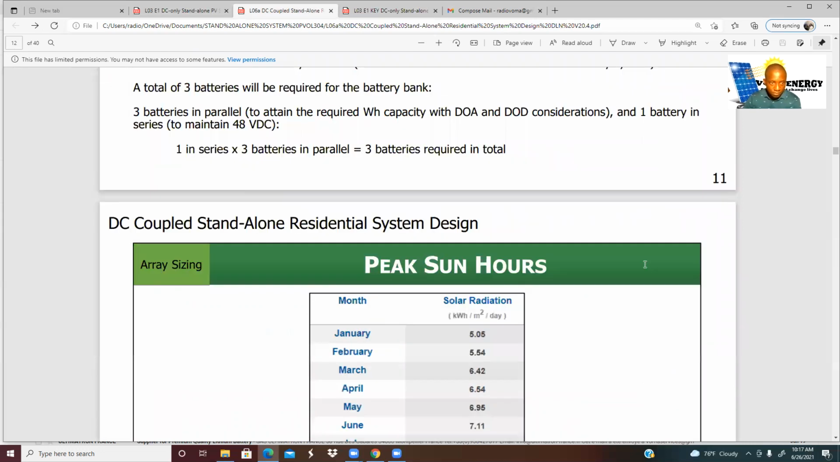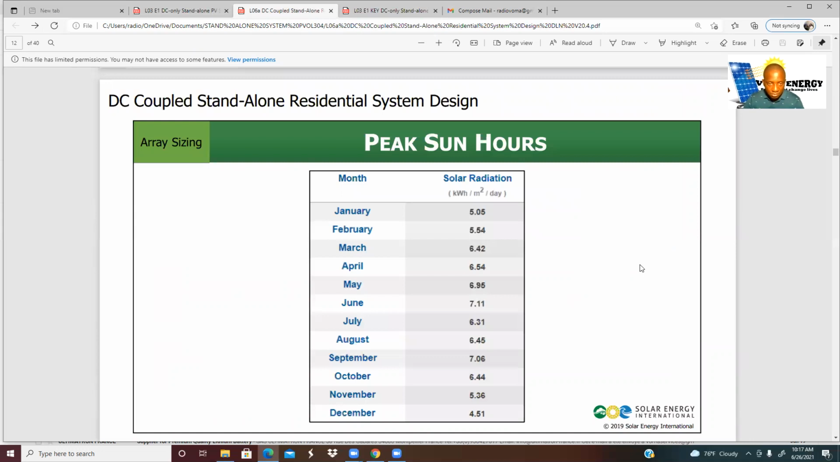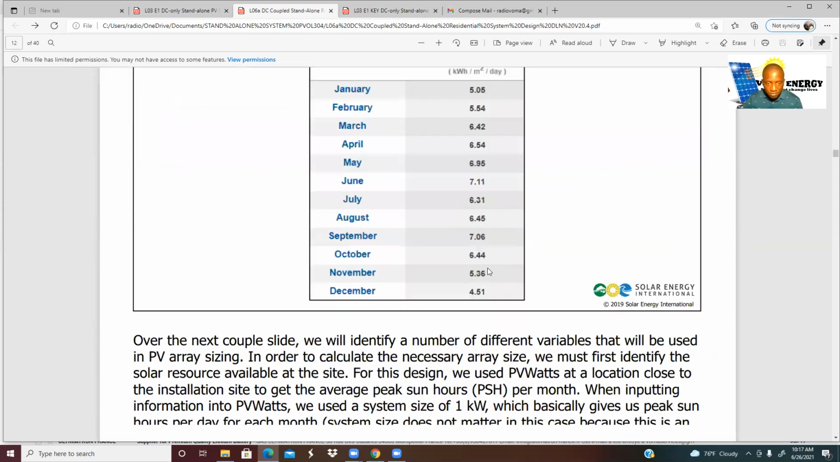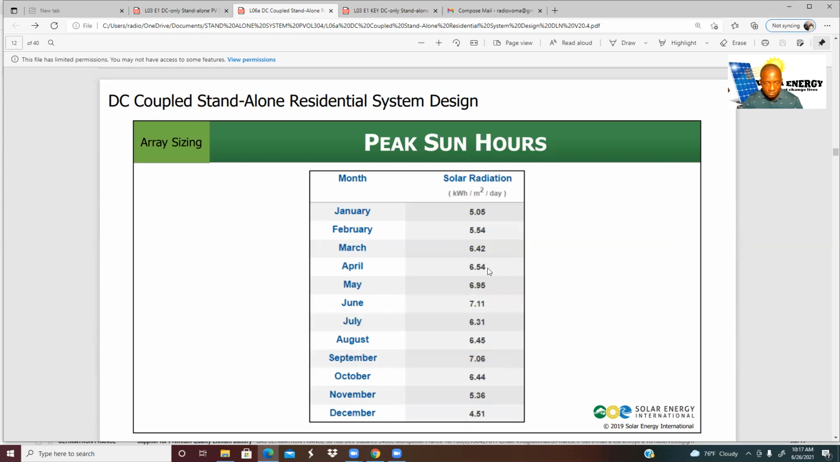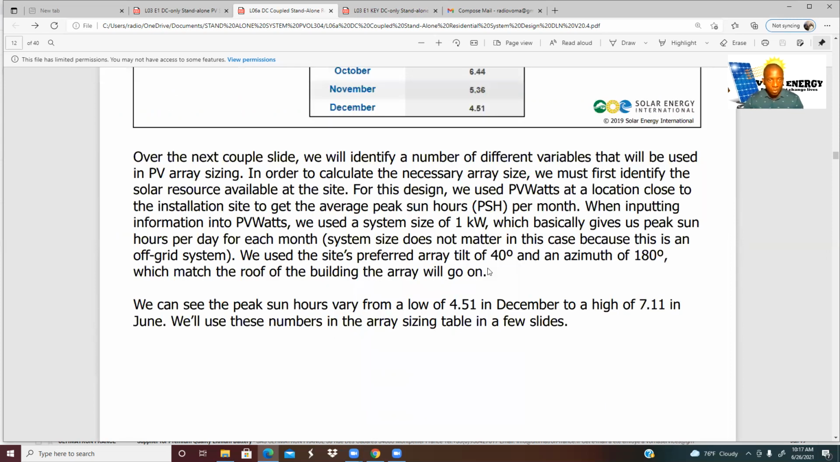Now, DC coupled standalone residential system design, peak sun hour. You can use PV Watts to find these. Over the next couple of slides, we will identify a number of different variables that will be used in PV array sizing. In order to calculate the necessary array size, we must first identify the solar resource available at the site. For this design, we use PV Watts at a location close to the installation site to get the average peak sun hour per day.